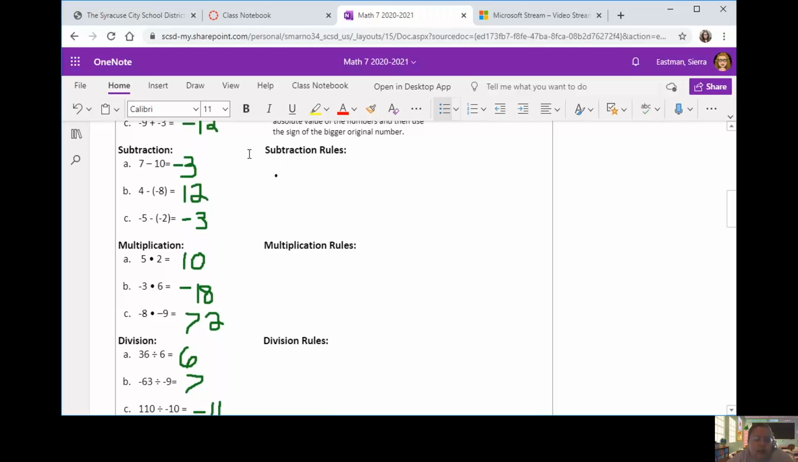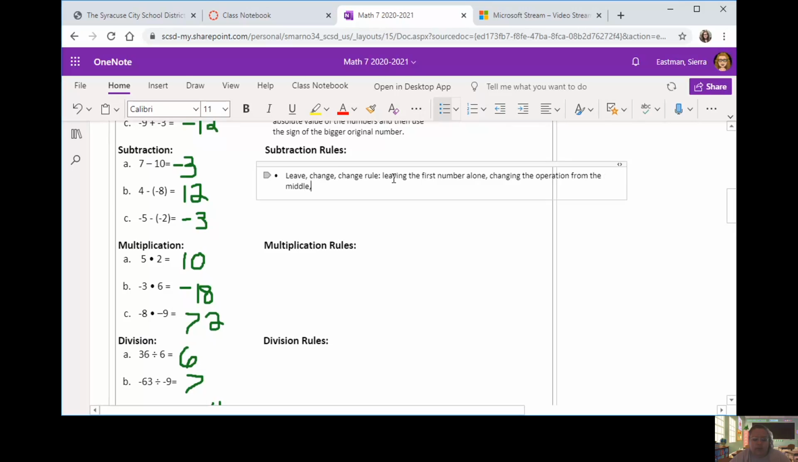Subtraction is the same as addition when we use our leave, change rule. Okay. That means you're leaving the first number alone, changing the operation from the middle, and then also changing the sign of the second number. That is the biggest subtraction rule that I have for you guys today.